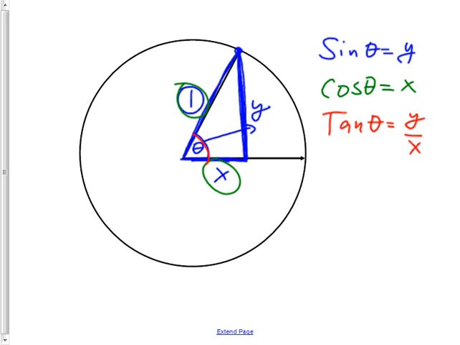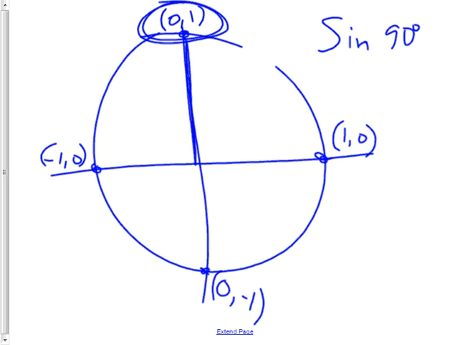How about this? It's kind of like the slope, because y is kind of like the rise, and x is kind of like the run. Okay, so if you want to think of it that way, tangent is kind of like a slope. It's the y over the x. Okay, so what does that have to do with anything? I'm going to go back to this picture and say, what's sine of 90? Well, sine is y. Well, what's the y? Well, look at this point. What's the y? So sine of 90 is 1.